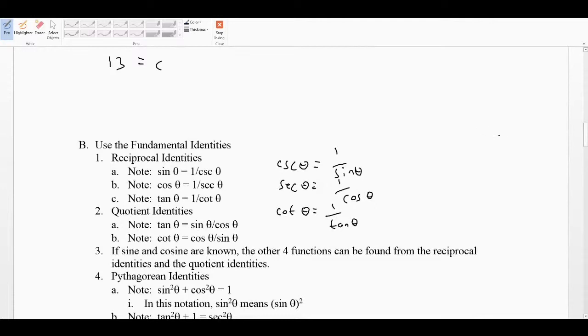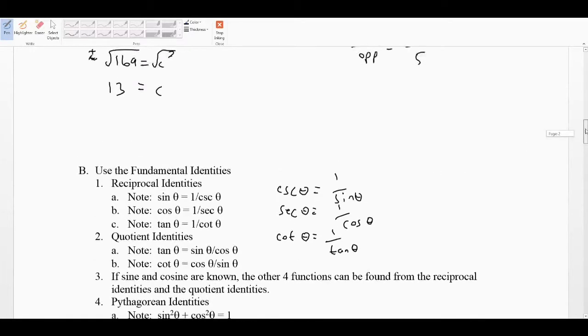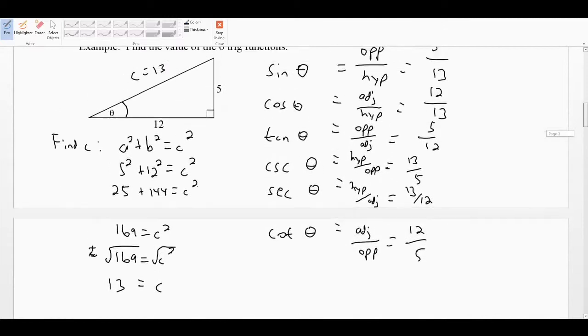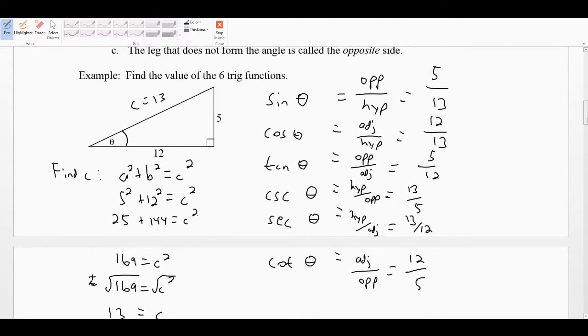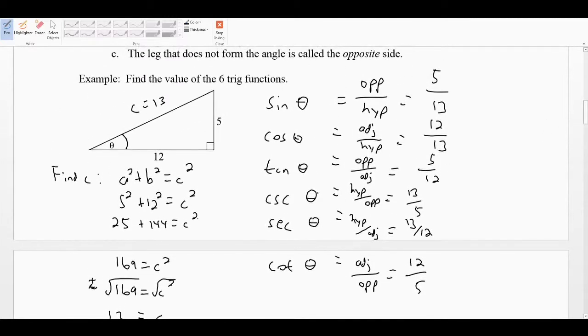And then if you haven't figured it out by now, tangent is the same as sine over cosine, and cotangent is the same as cosine over sine. Do you want to know why? I'm going to use this example to show you why. See how well you remember your algebra.